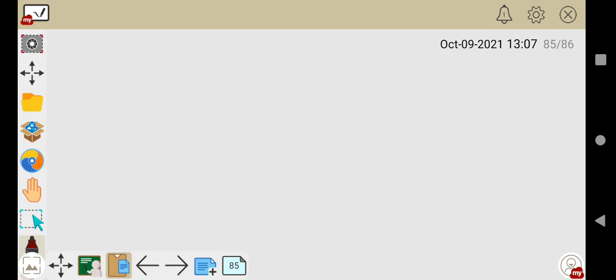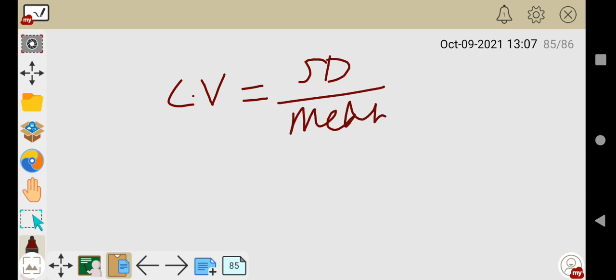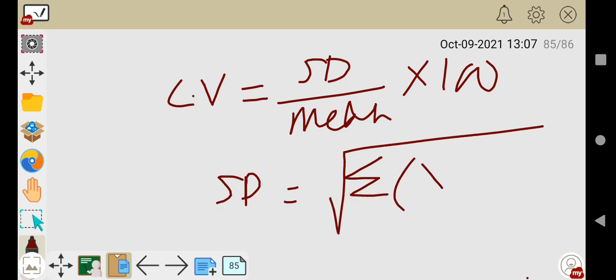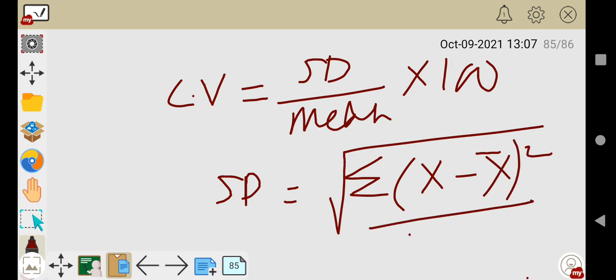And yes, few formulas are there. You also remember these formulas. Coefficient of variation equals standard deviation by mean into 100. How will you find the standard deviation? Root over summation of x minus x bar whole square by n. If n less than 30, then it is like that. If n more than 30, then n minus 1. Anyway, x bar is the arithmetic mean. Okay.